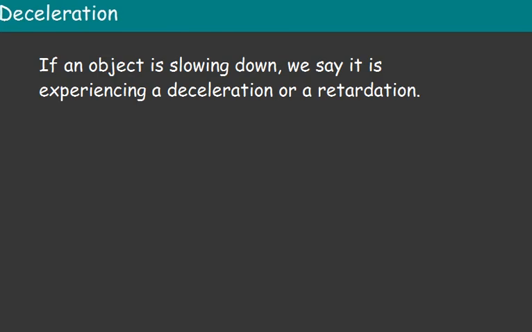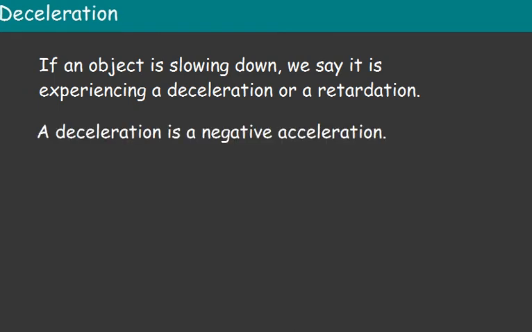In day-to-day language, if we say an object is decelerating or undergoing a deceleration, we just mean that it's slowing down. Another word you might see in exams is retardation, but it just means the same thing. Another way we can describe a deceleration is as a negative acceleration, and in fact that's how we use it in equations.